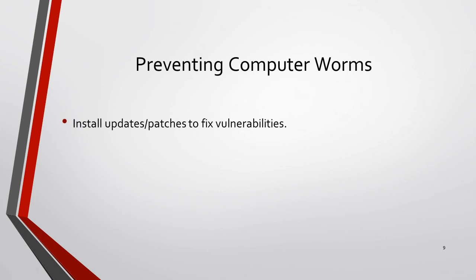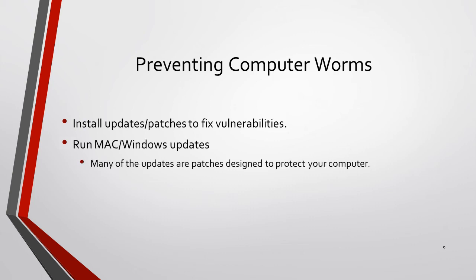The best way to prevent worms is to keep your computer updated. Many people skip updates out of laziness, or they think it will cause their computer to become slow. But these updates are essential to keeping your computer secure. Run Mac and Windows updates, because many of the updates are actually patches designed to protect your computer. And install a firewall to block known malicious worms from entering your computer.